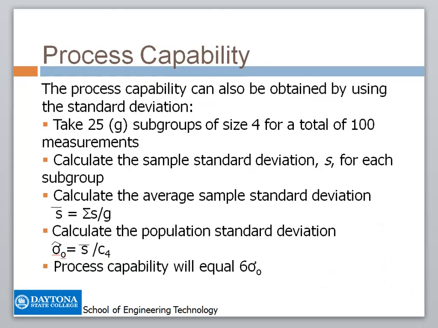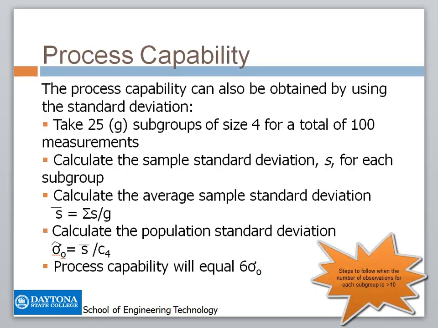We did it, and those are the steps to do it based on the range, but we can also do it based on the standard deviation. So if we do it based on the standard deviation, the same steps: you make sure that you have 100 measurements at least. Then you calculate the standard deviation for each subgroup, then the average standard deviation, then you find the population standard deviation, and then you calculate the process capability.